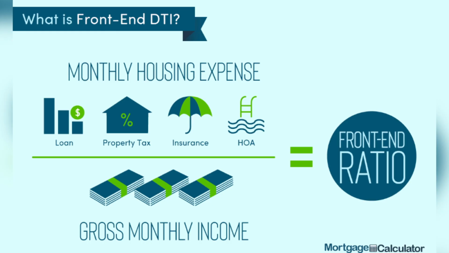Now, there are two types of DTI: front end and back end. Front end DTI is the percentage of your monthly income that goes towards housing expenses such as rent, mortgage, property taxes, and insurance. So it only takes into account your housing expenses and doesn't consider other debts such as credit card payments, car loans, or student loans.